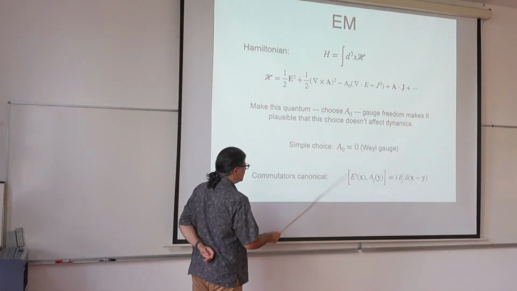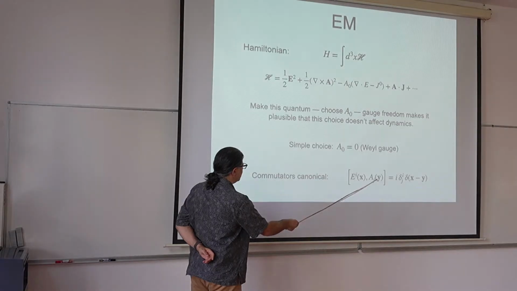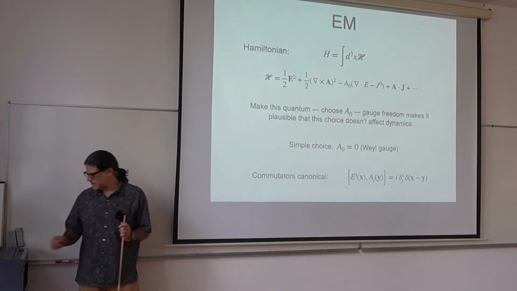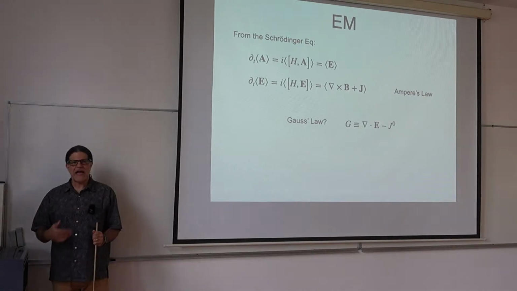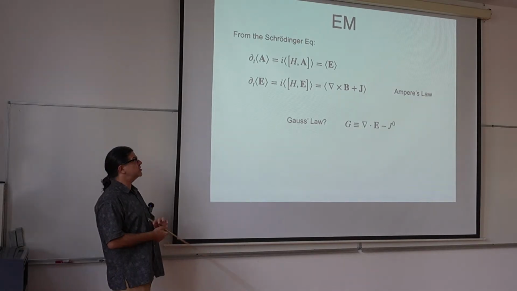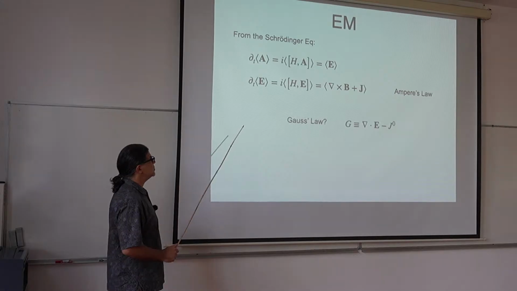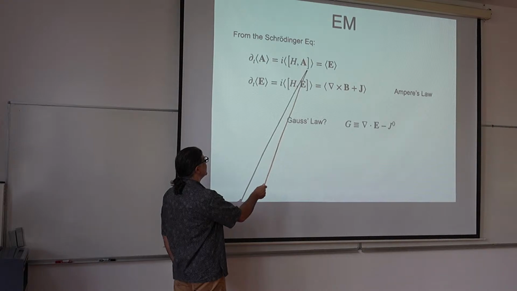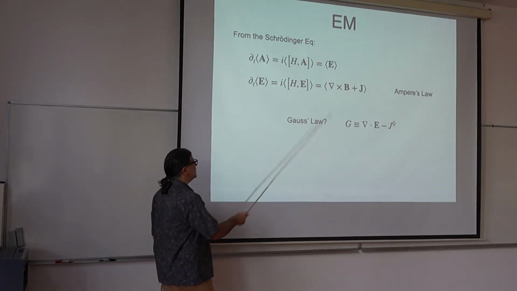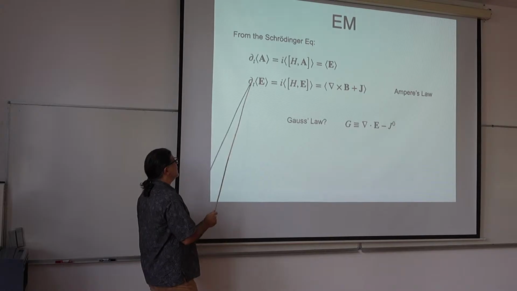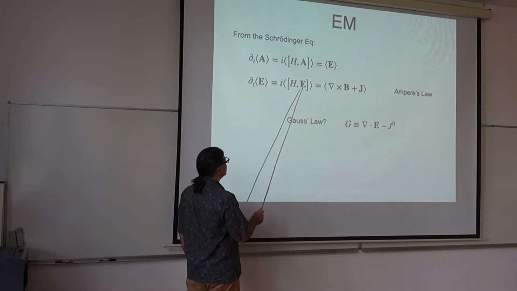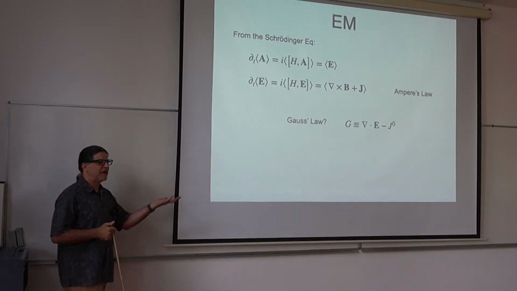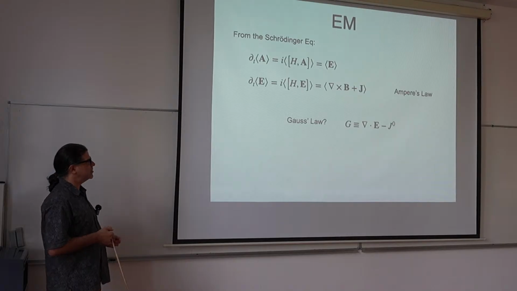So this is now my quantum mechanics with 3 positions or coordinate fields and their conjugates, the electric field. And now I can do the trick using Schrödinger's equation to get the classical equations of motion. The time derivative of A just gives me an expectation value of the commutator of A and the Hamiltonian. That just gives me E. And the time derivative of the electric field, the commutator of H and E, gives me del cross B plus J, Ampere's law, automatically from Schrödinger's equation and my choice of Hamiltonian.